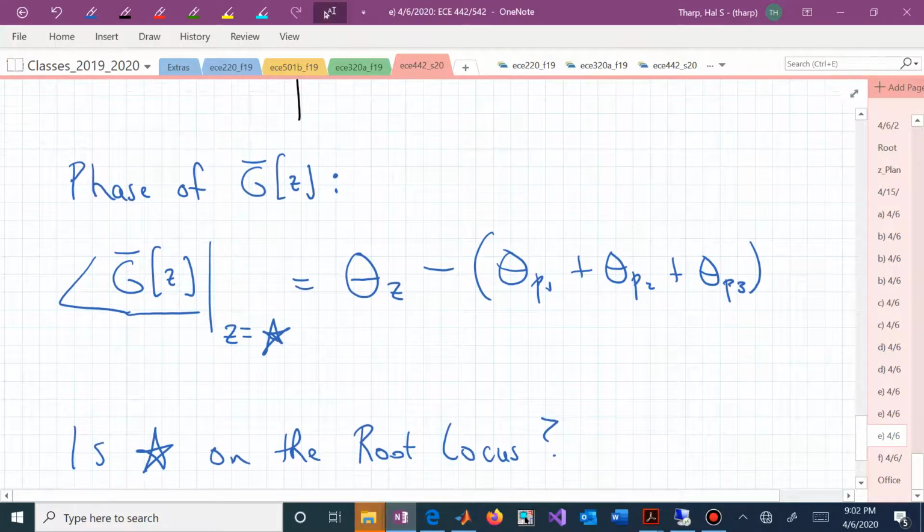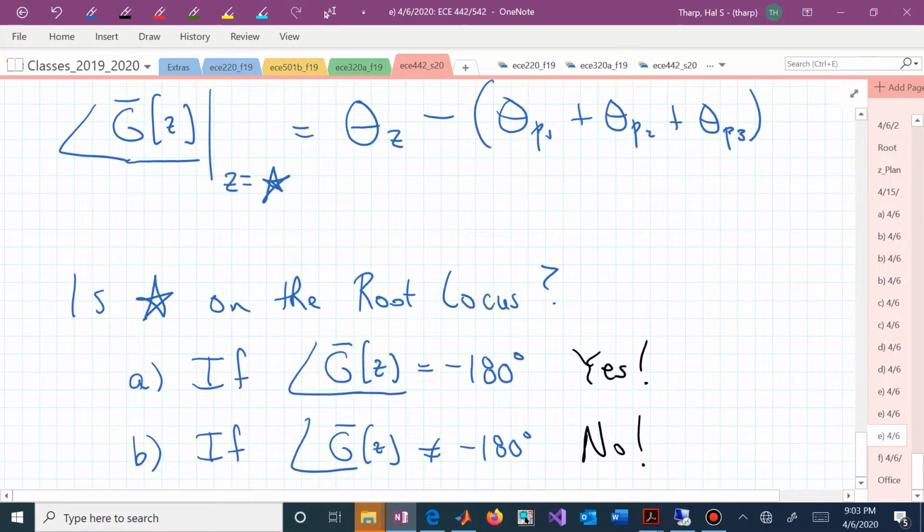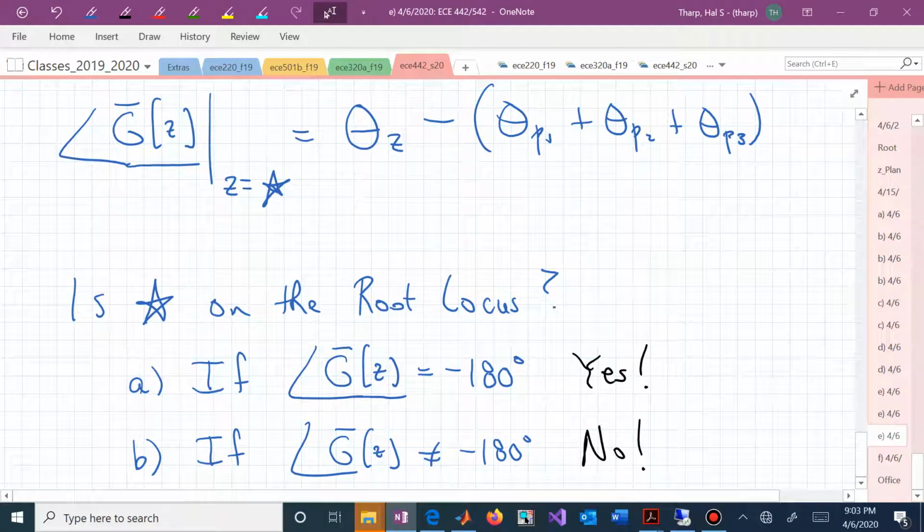Now somebody might say, is star on the root locus? Well, if you can calculate that, or if you can get out your protractor and actually measure those angles, if g bar of z at the star is equal to minus 180, we know that that point, star, is on the root locus. If, however, the angle, theta z minus the sum of those 3 pole angles, is not equal to minus 180, then we know that that particular location, star, does not belong on the root locus.